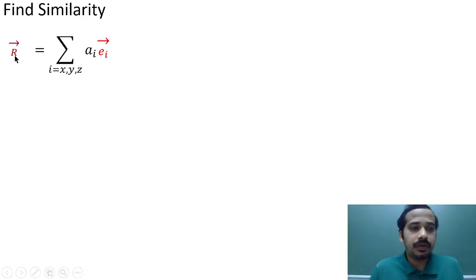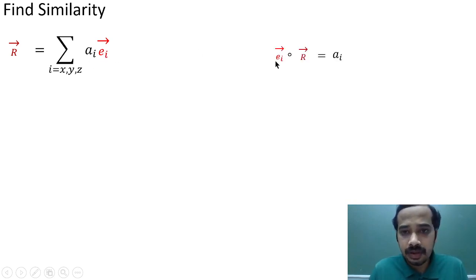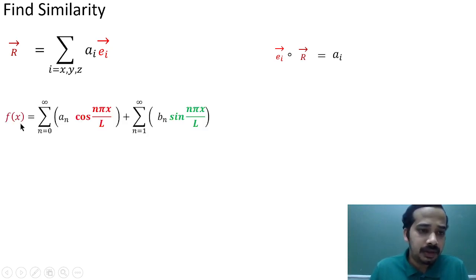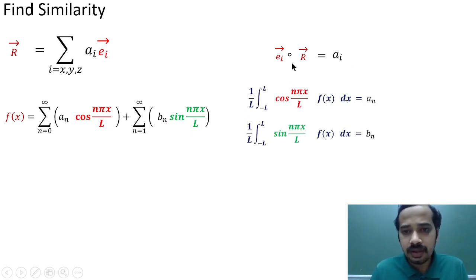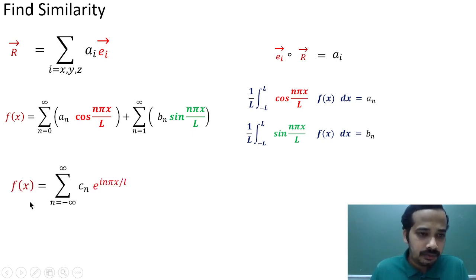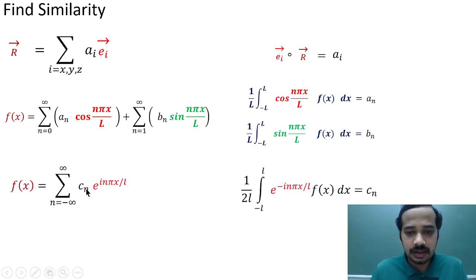If you express any 3D vector as a linear combination of basis vectors, then the coefficient of this expansion is obtained by taking the dot product of that particular basis vector with the resultant vector R. Very similar to that, in the case of Fourier expansion, to get the coefficient you have to do this integral. These integrals are very similar to the dot product. Similarly for the complex Fourier expansion, to get Cn, the only difference between Fourier expansion and complex Fourier expansion is that you have to multiply by the complex conjugate.